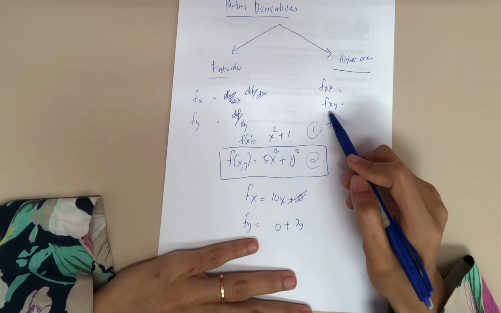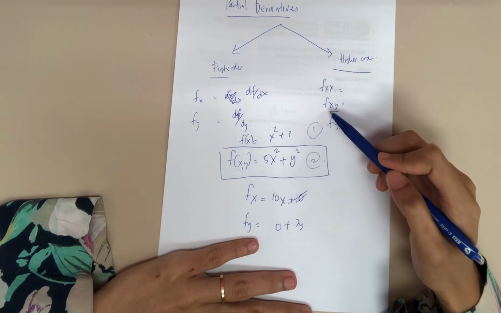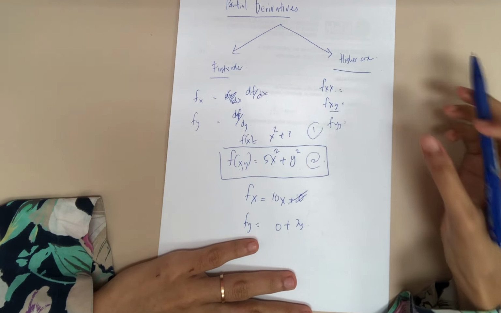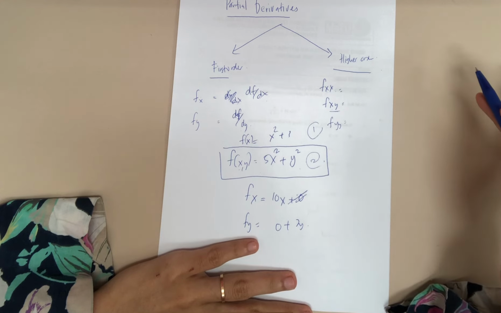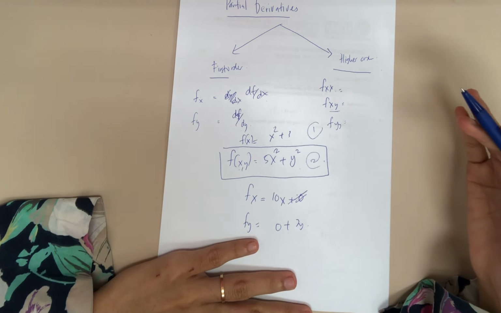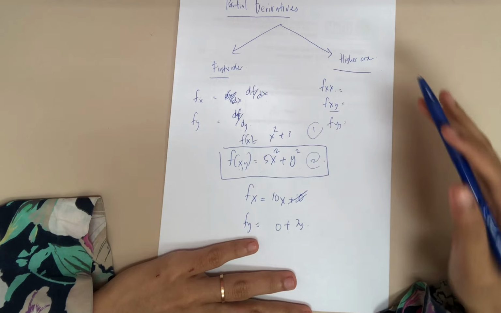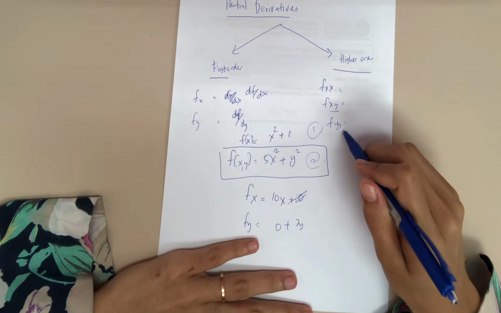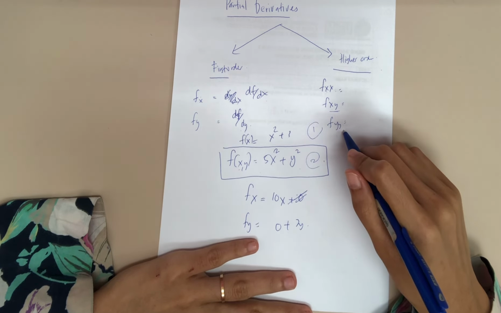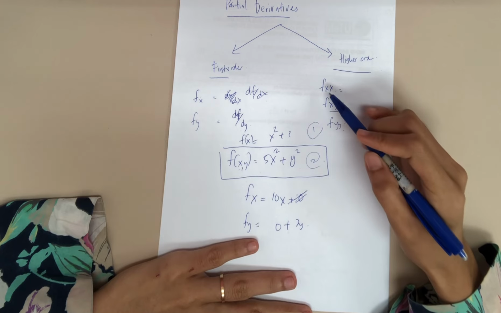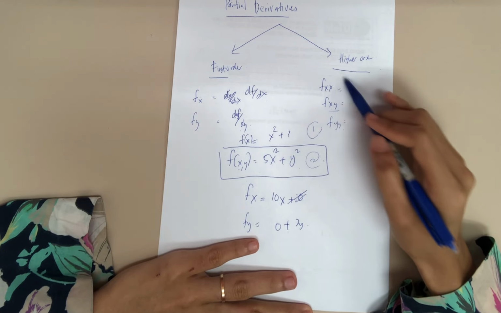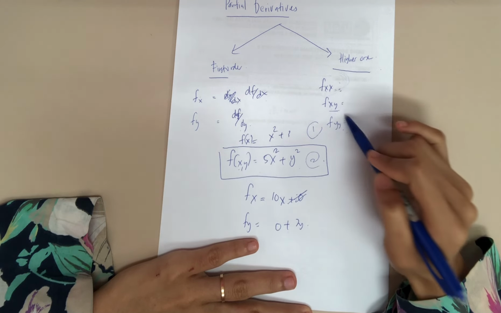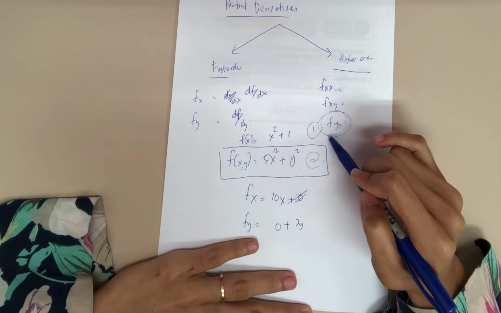For fxy, you differentiate with respect to x the first time, and the second time, using that answer, you differentiate again with respect to y. So there are two differentiations, but the first is with respect to x, and the second is with respect to y. The last one, fyy, means you differentiate your function with respect to y twice. For fxx you assume y is constant, and for fyy you assume x is constant.